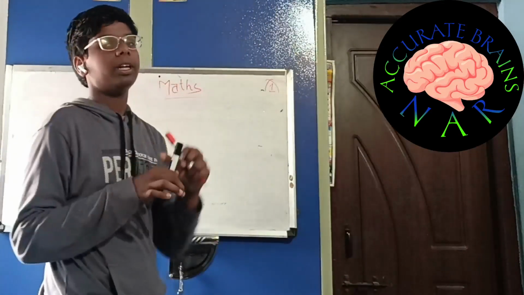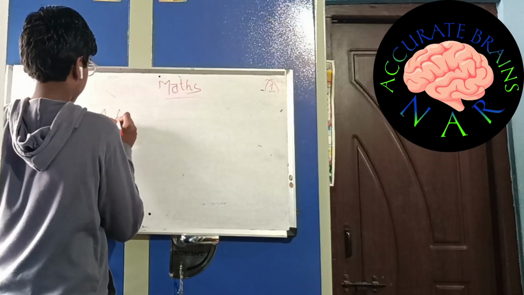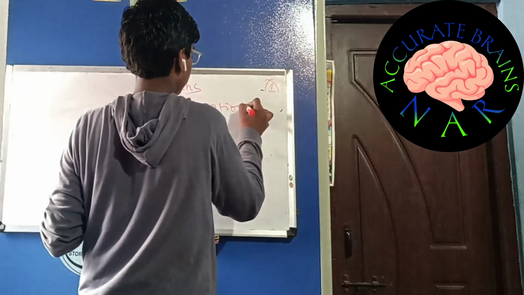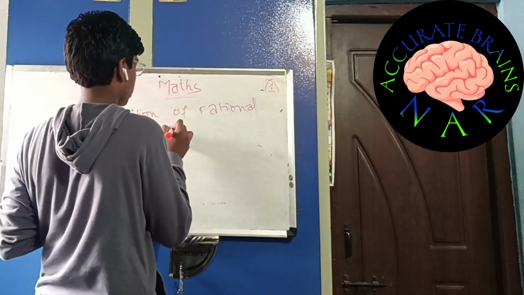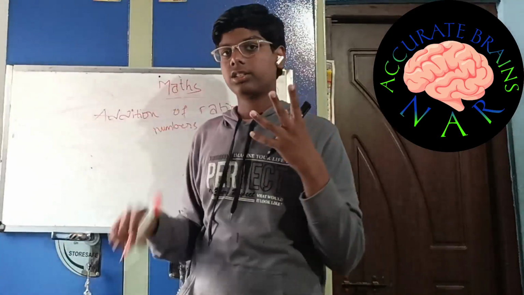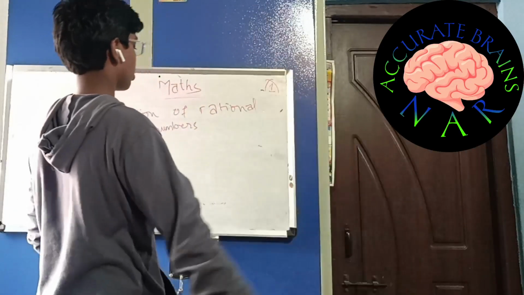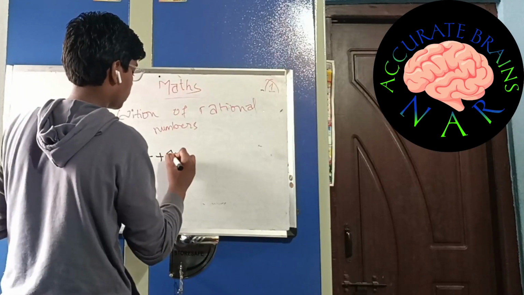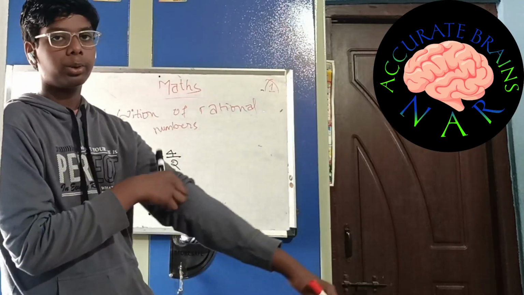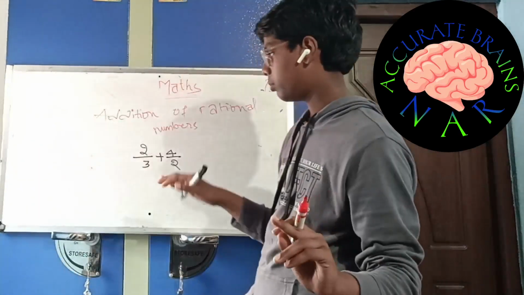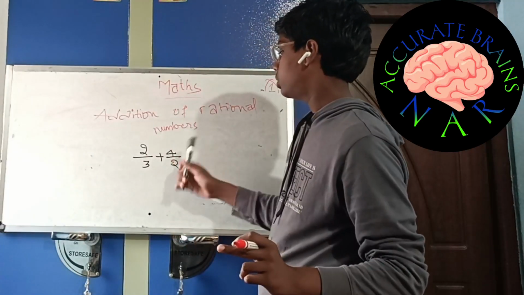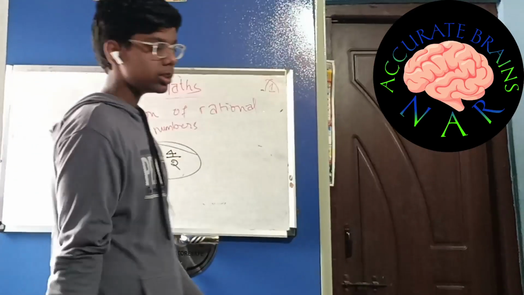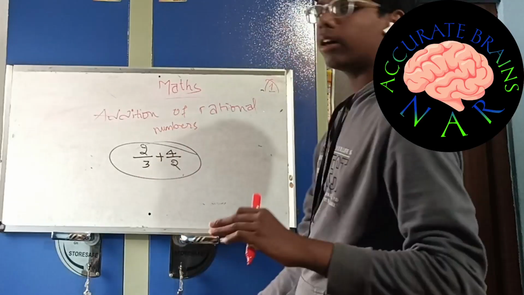Heading to our next topic: addition of rational numbers. Addition of rational numbers comes into play when two rational numbers are getting added. For example, 2 by 3 plus 4 by 2. Here we have two rational numbers, and we are going to add them to make another rational number.